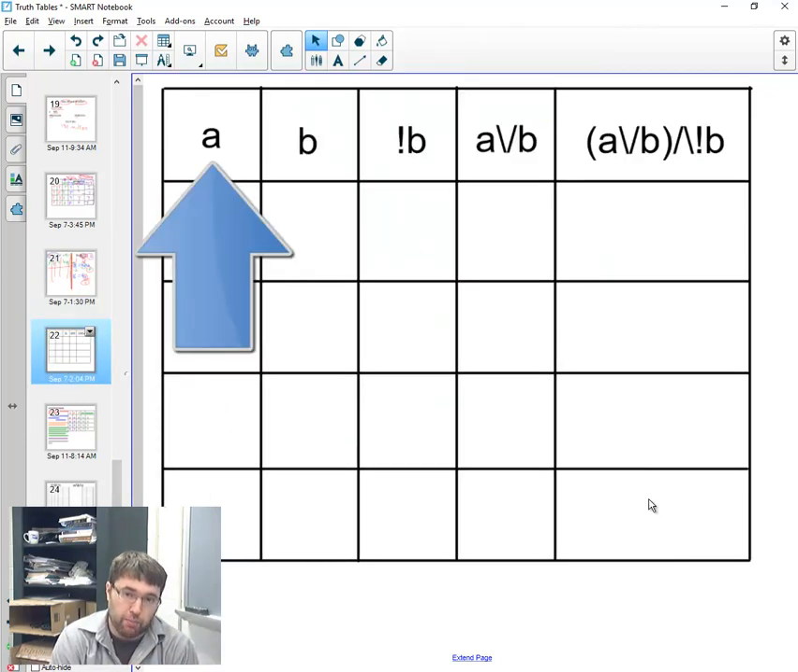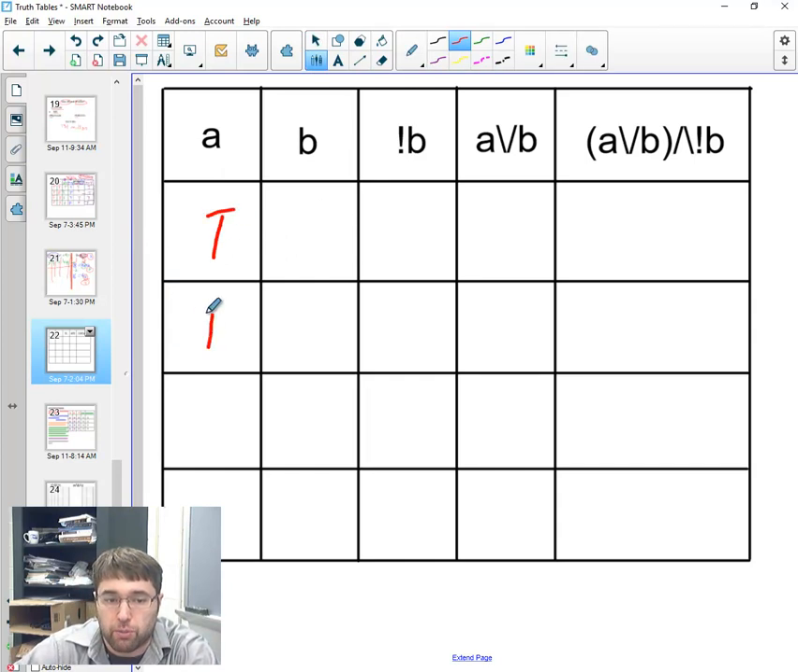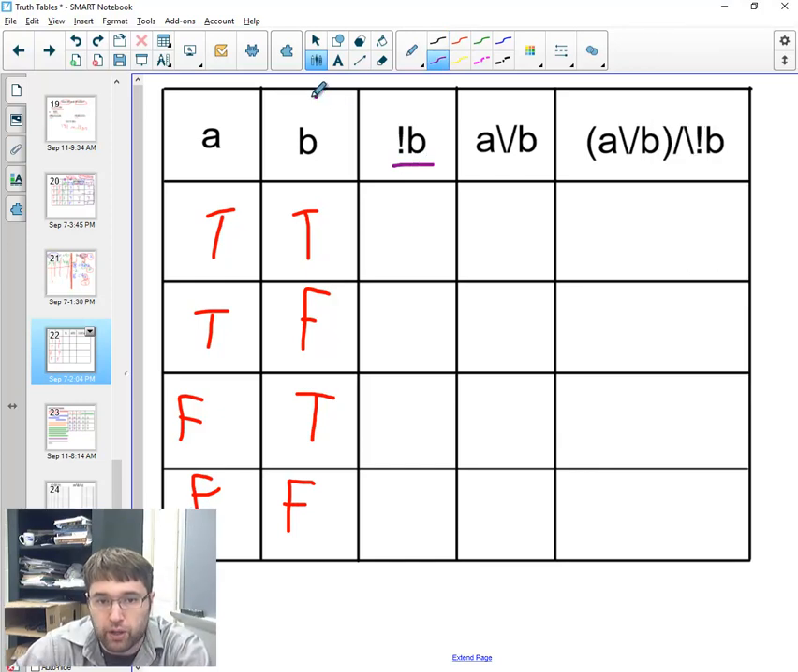I put A. Does that matter? No. A can be X, B can be Y. So you're just filling in the truth table just like you did before. True, true, false, false. True, false, true, false. But now try the rest. Okay, so when we do not B, we're looking at the B column and just inverting. False, true, false, true.